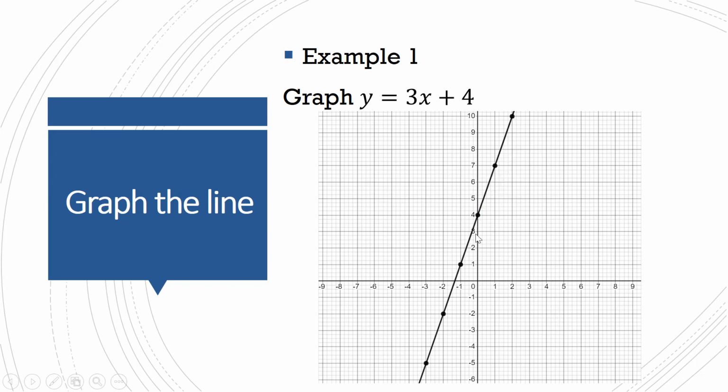By the way, you could have also gone down 3 and to the left 1, because negative 3 over negative 1 is the same thing as positive 3 over positive 1. And we could have gone to the left as well. Once I have those points, I can simply draw the line and be done.